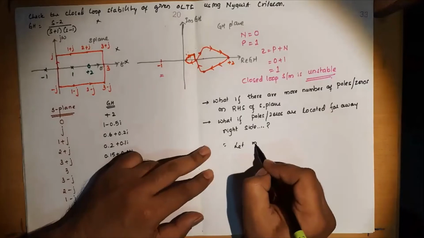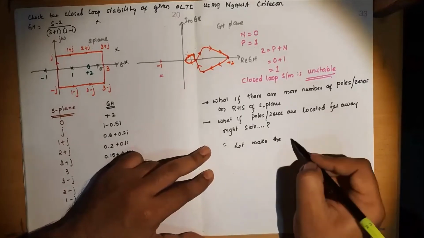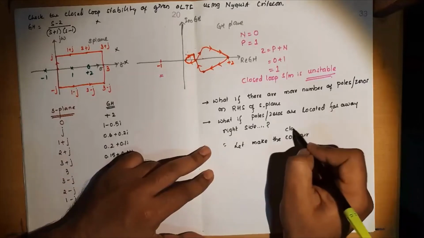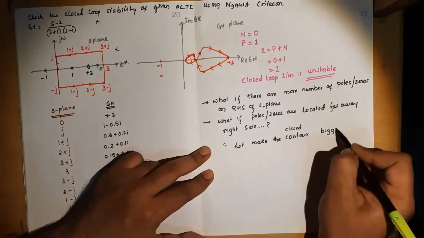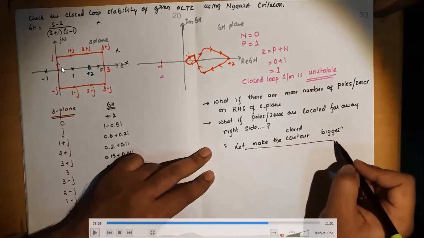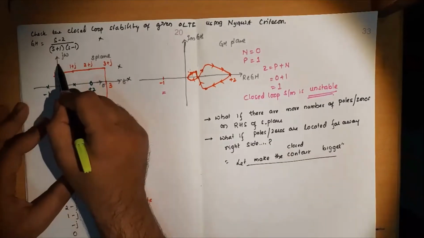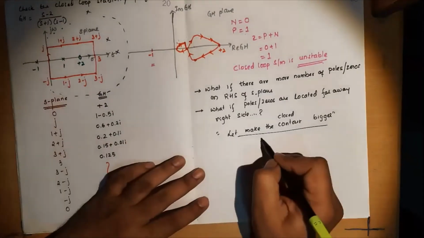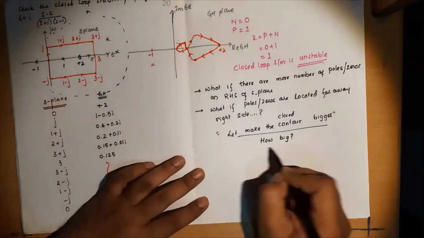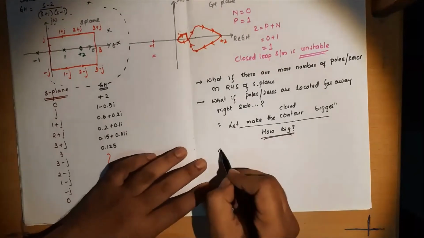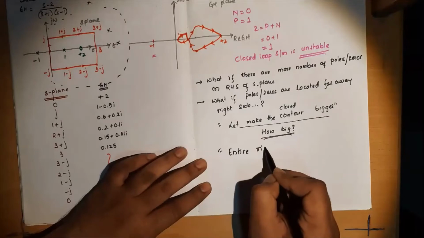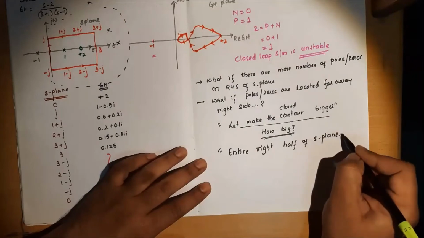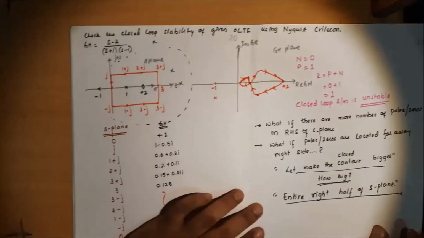So for that, let us make the closed contour of the S plane bigger. Instead of this small contour, I will take a big contour. So how big is the question? For me, the entire right half of S plane is the solution. I will take the entire right half of S plane.